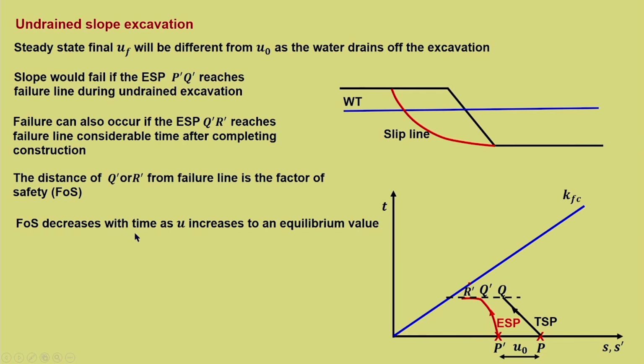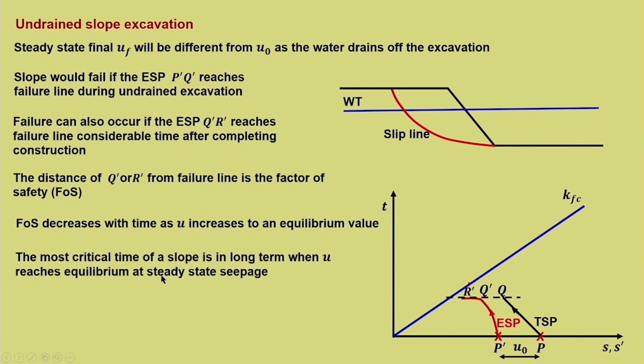And factor of safety decreases with time. Why? Here the factor of safety is this much, but as time progresses, U increases and Q dash R dash is the stress path. So, the factor of safety reduces as U increases to the equilibrium value. So, the most critical time of a slope is in the long term, when U reaches equilibrium at steady state seepage, that is, U is increasing. So, the critical part of a slope under excavation is in the long term.